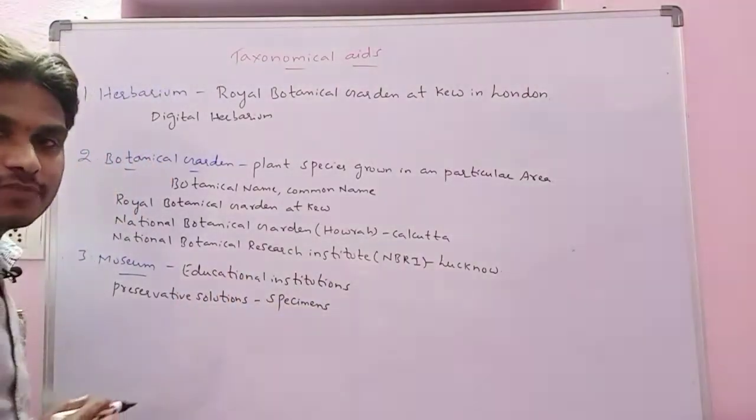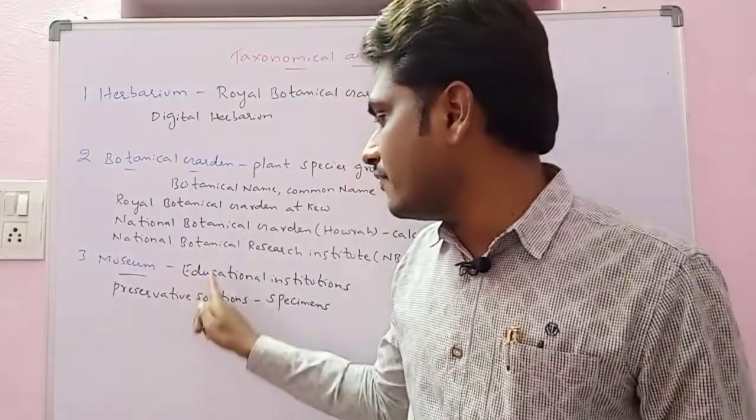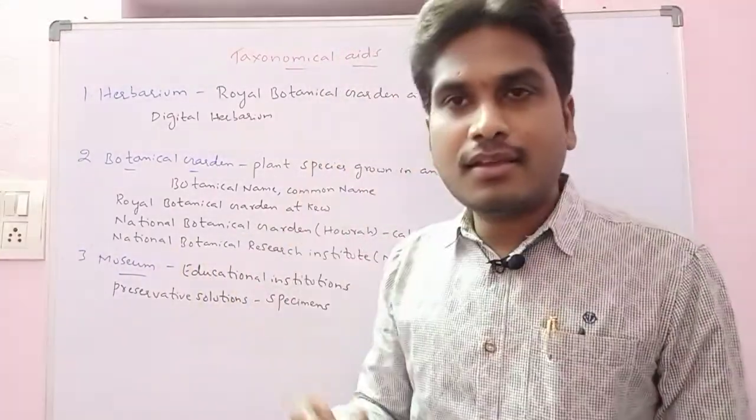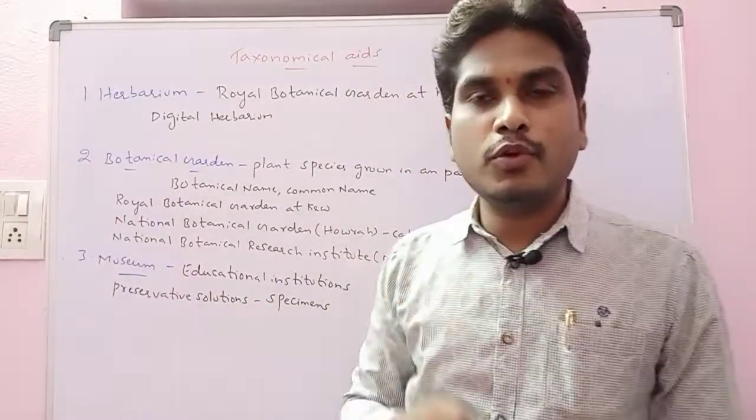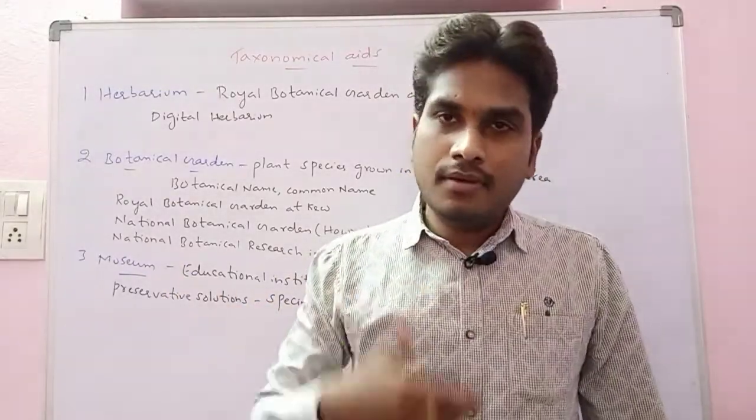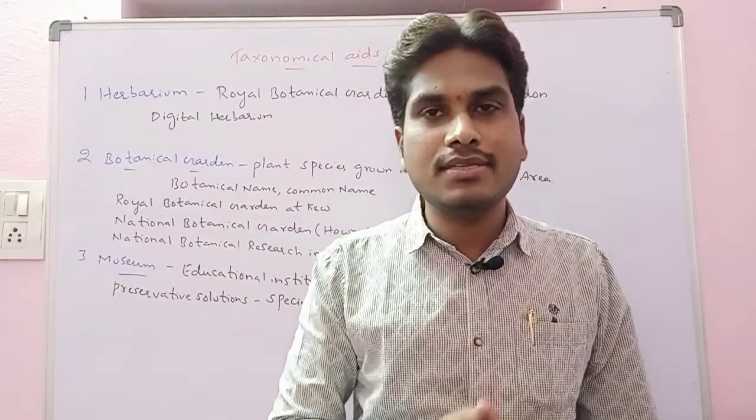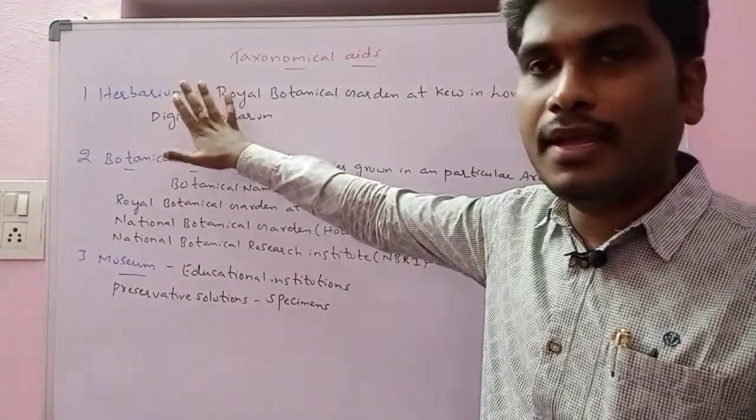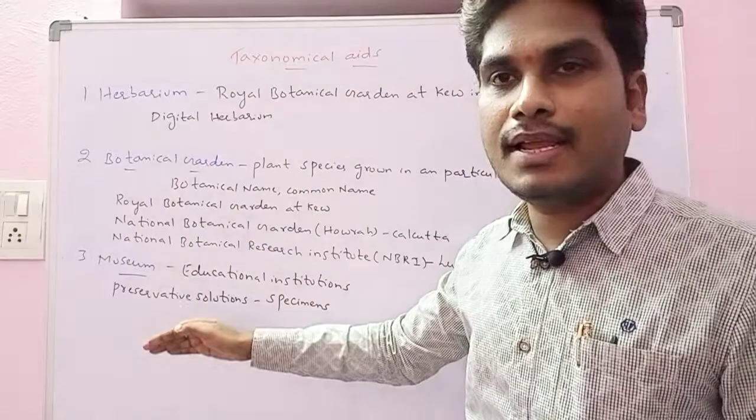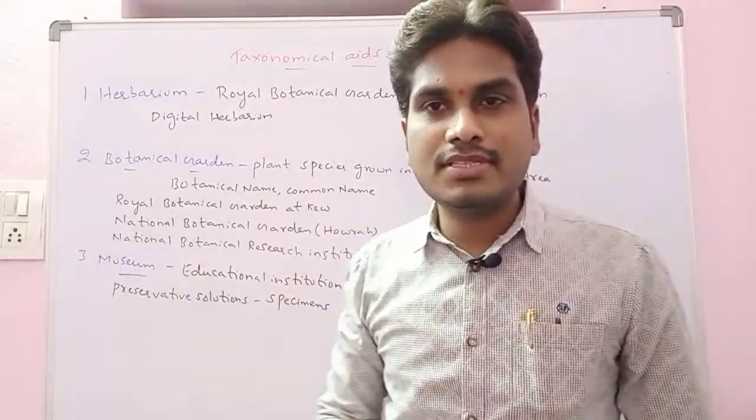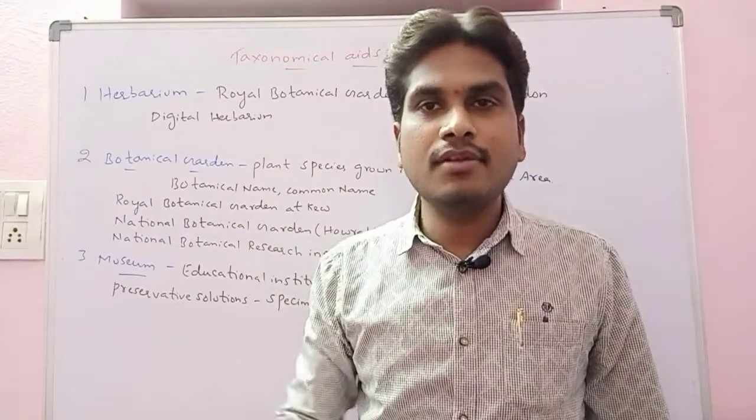That means different plant specimens and different animal specimens are preserved in the museum with the help of preservative solutions, and those preserved specimens which we store in the museum we can use for identification, for classification, and for knowing the characters of the plants and of the organisms. These three, herbariums, botanical gardens and museums, we consider as taxonomical aids, which always help in classification, identification and nomenclature.